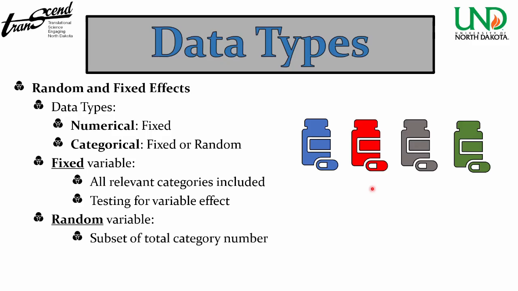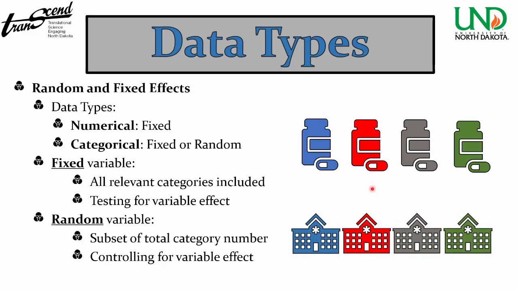It is a subset of the total number of categories, and often a random subset. You typically don't care about testing for the effect, but controlling for it, because there's variability there. A relevant example here would be hospital. Say you're doing a clinical trial at 4 different hospitals. You're not specifically wondering if there's differences across hospitals, but that there are differences across hospitals. Different hospitals will have different sorts of variability associated with them.